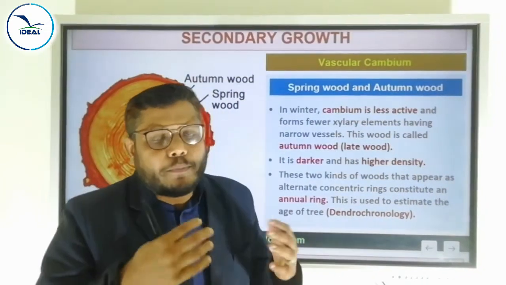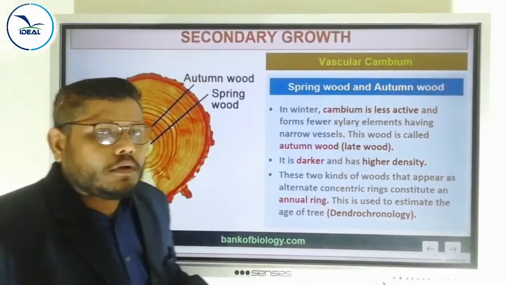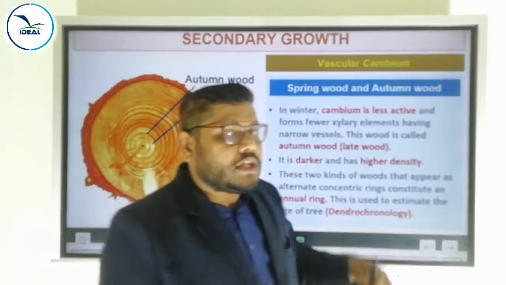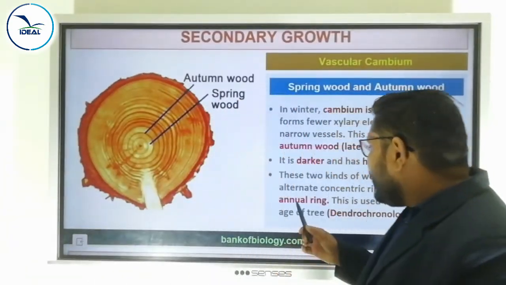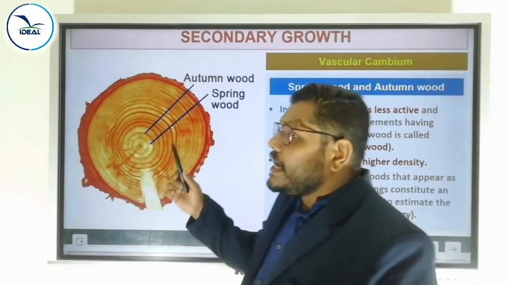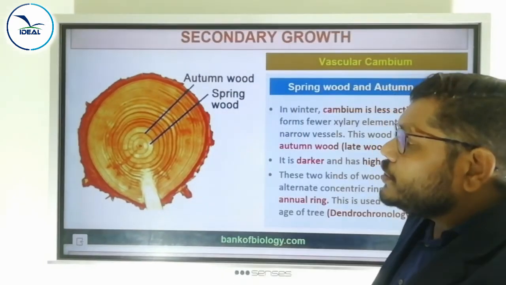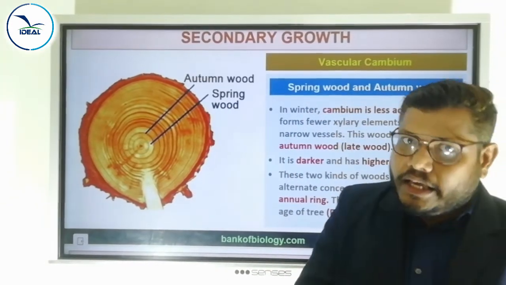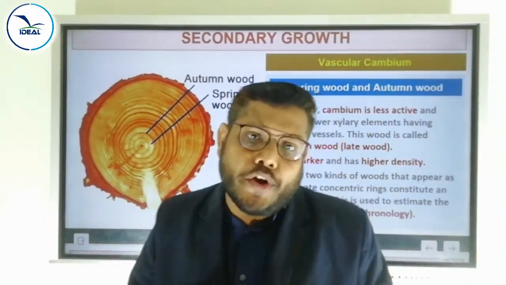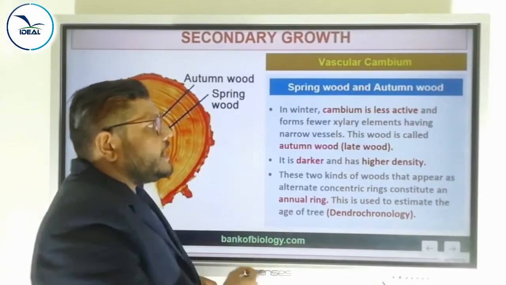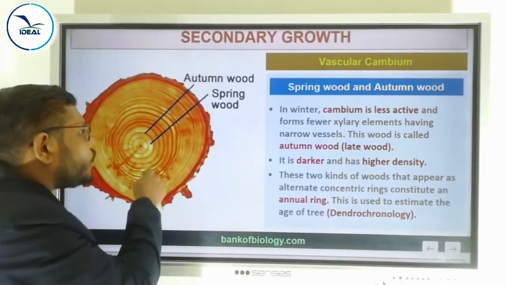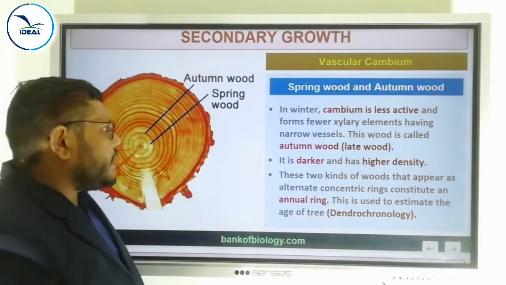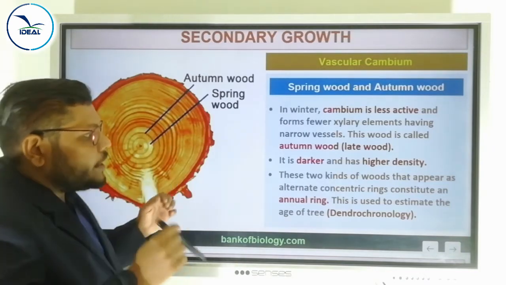These are the two types of wood. Is it clear? These two kinds of wood, which appear as alternate concentric rings, constitute an annual ring. So what is an annual ring? The two bands of autumn and spring wood produced in one year are called an annual ring. Together we can call these an annual ring.